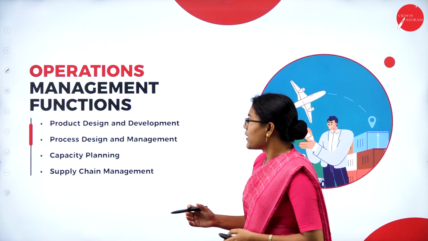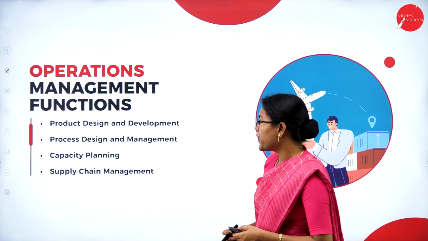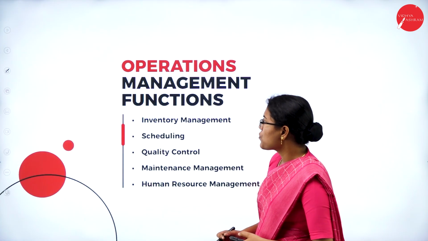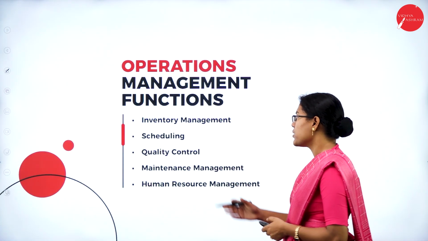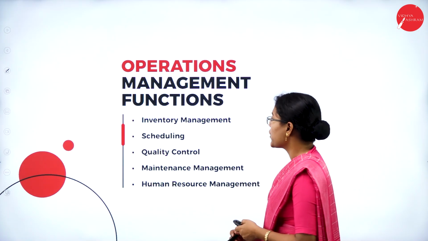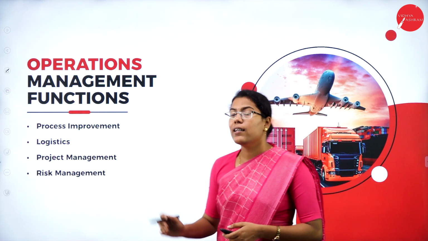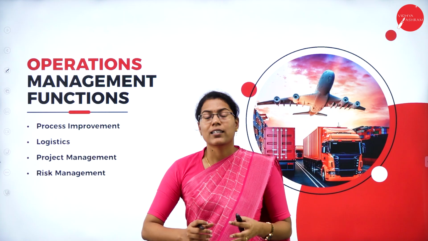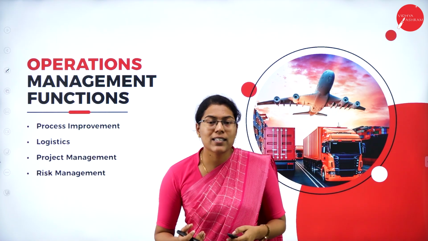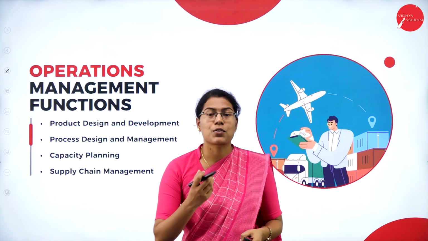So, as we can see, the operations management functions involve product design and development, process design and management, capacity planning, supply chain management, inventory management, scheduling, quality control, maintenance management, human resource management, process improvement, logistics, project management and risk management. So these are the different types of functions of an operation manager. So let us discuss one by one what the operation manager has to take care of.